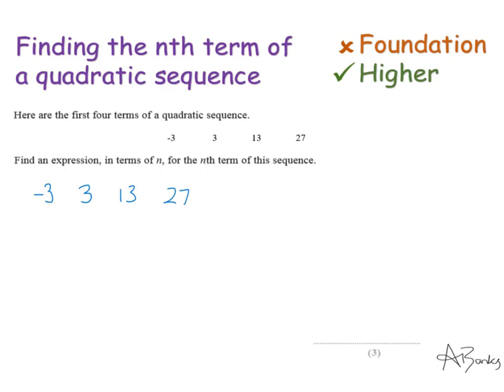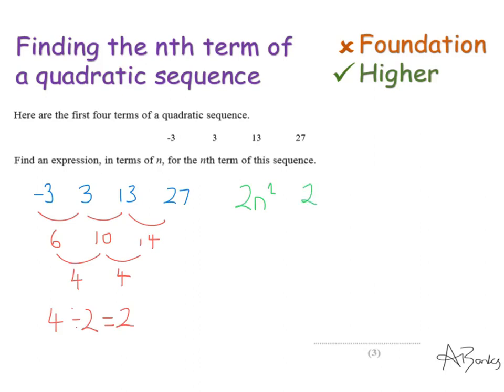Okay then, final example. Let's see what happens this time. So my difference is 6, 10, 14. My second difference is actually 4. So half of 4 is 2, which means I'm dealing with the 2n squared sequence. So this time I've got to write 2n squared. So this is my square numbers doubled. So double of 1, double 4, double 9 and double 16.